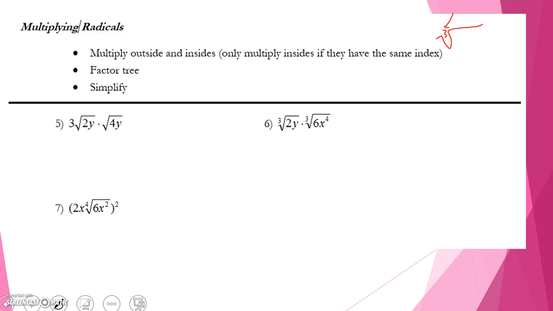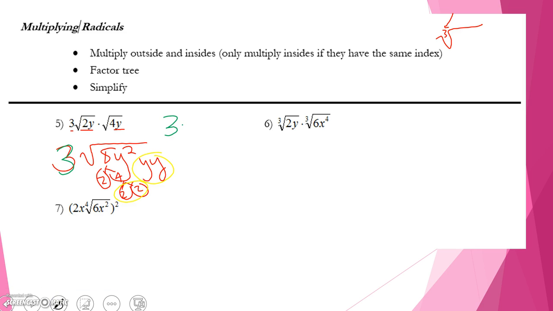So for number 5, there's only a 3 on the outside, so I'm going to keep that on the outside. But I'm going to multiply the 2 insides together. So 2y times 4y is 8y squared. Then I'm going to break it down like I did the other ones. So 2 and 4, 2 and 2. And I have y squared. So I'm going to pull out my doubles. So I have a double 2 and a double y. I have this 3 that was originally on the outside. And then I'm going to pull out 1 for each double. So I have 1 2 and 1 y.